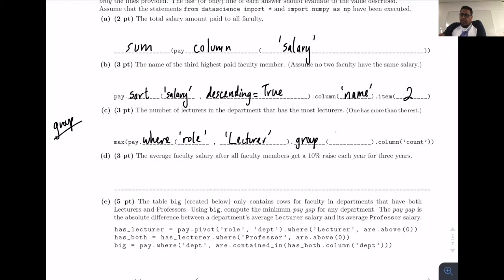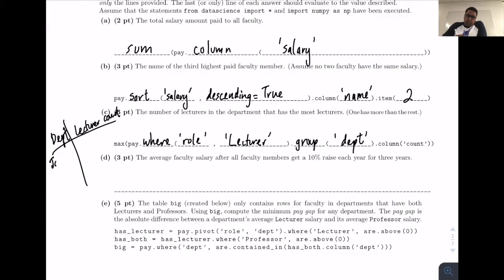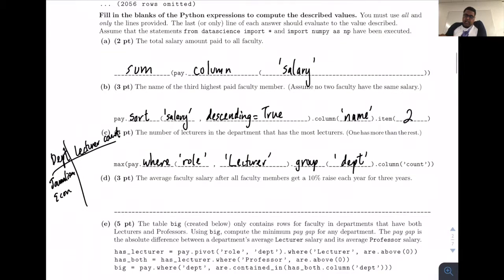And now what we want to do is group it by department, right? So now we'll have a table that looks something like department, lecturer count, and then we'll have our departments from above: journalism, econ, south and southeast Asian studies, and we'll have the number of lecturers like 10, 5, 7, or whatever the values are, right? So this is the kind of table we're going to have here.